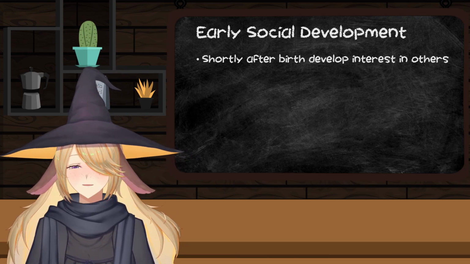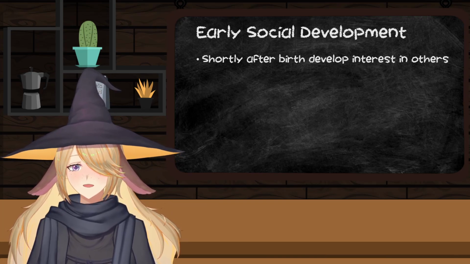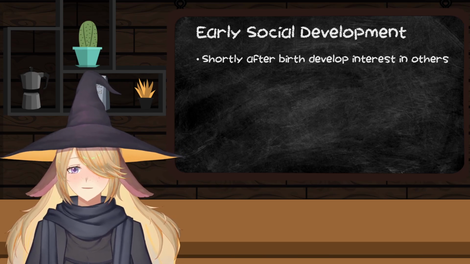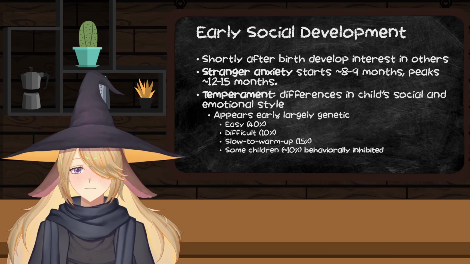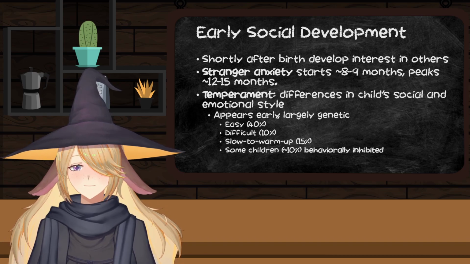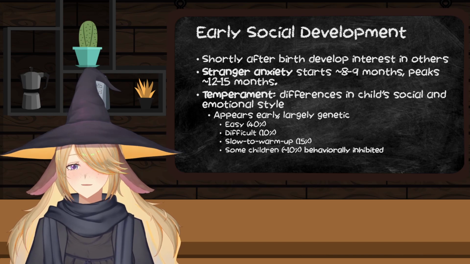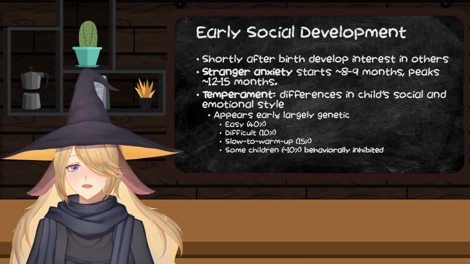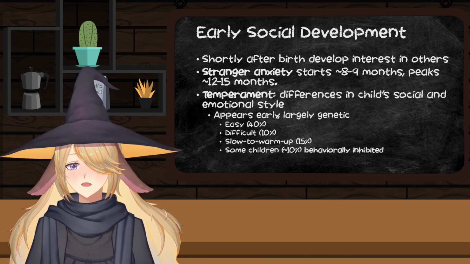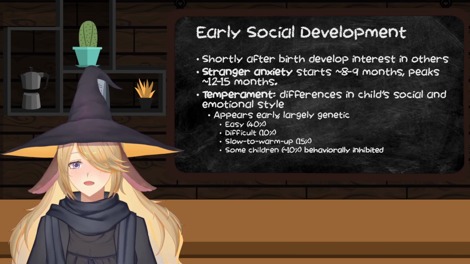All right, let's move on then. So shortly after birth, people tend to develop an interest in other people. This is the start of social development, as it were. In about 8 to 9 months, peaking at about 12 to 15 months, we start to develop stranger anxiety. Initially, infants are very interested in basically everyone all the time. And then over the course of experience, they start to develop preference for familiar faces and anxiety around strangers.